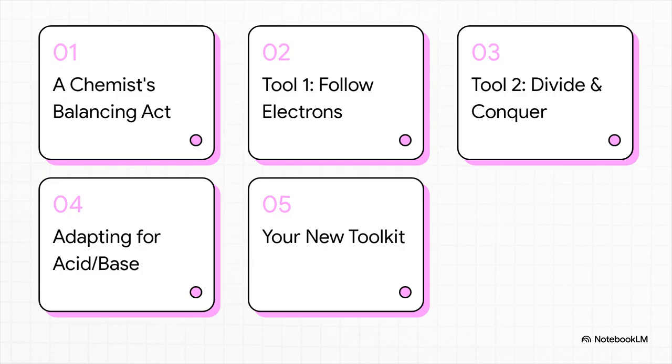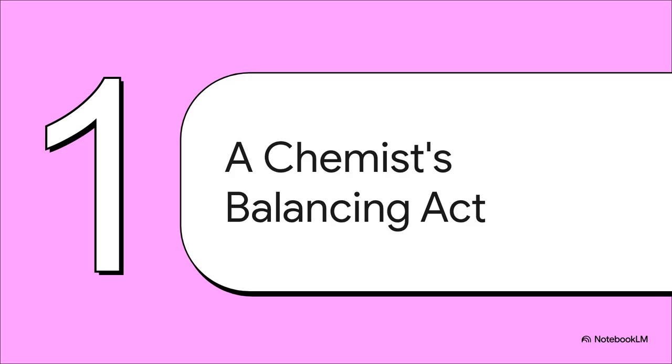All right, so here's our game plan. First, we'll get a handle on the challenge itself. Then we're going to add two super powerful tools to our toolkit. One is all about following the electrons, and the other is a classic divide and conquer approach. We'll even see how to tweak them for different situations, and then we'll wrap it all up. You know, with a reaction this complex, just guessing and checking is a complete non-starter. It'll get you nowhere. We need a system. This is where a chemist's real balancing act begins.